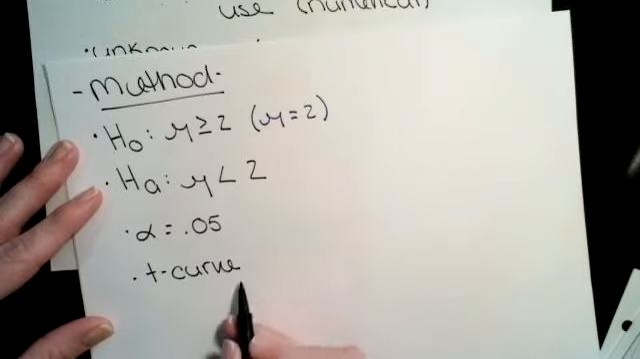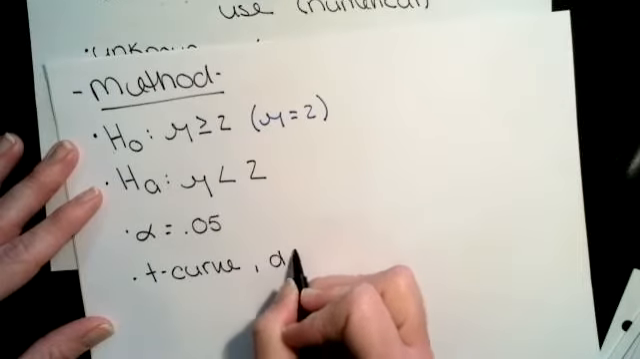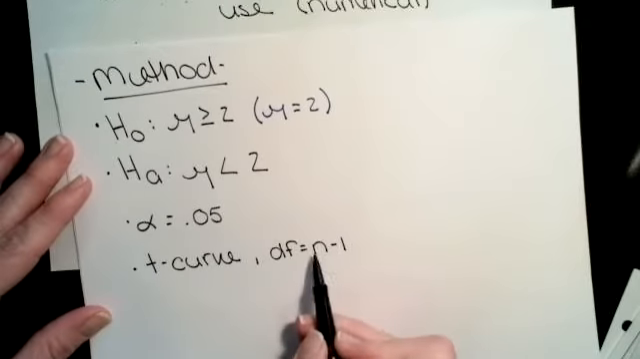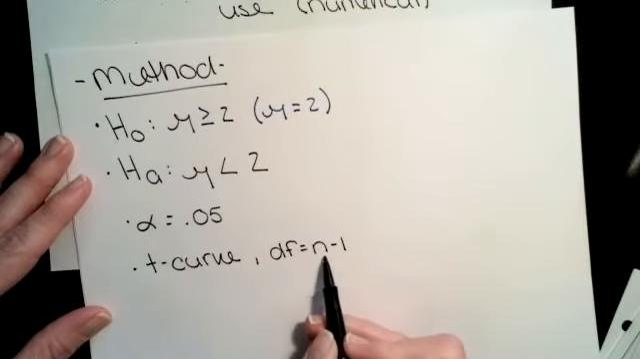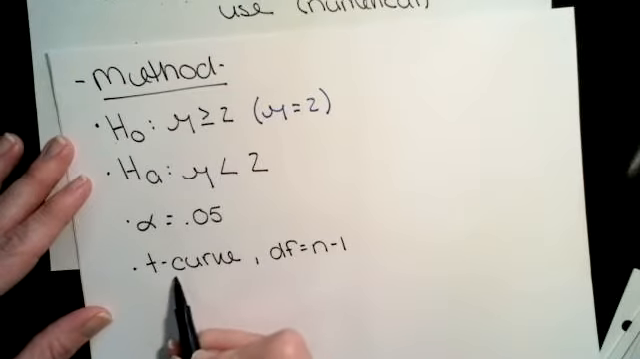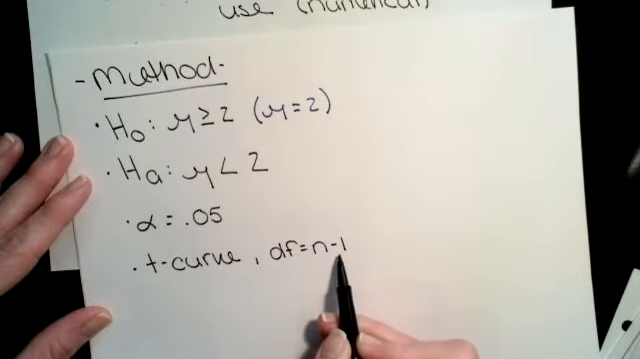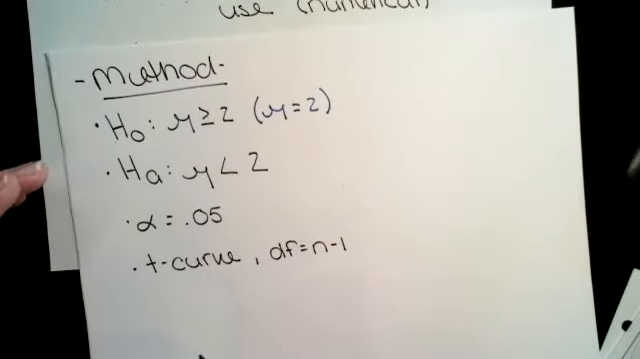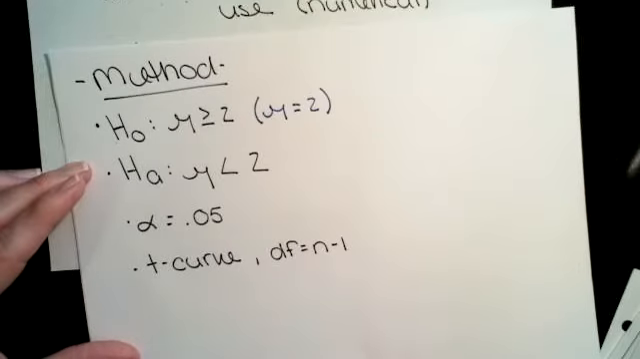And remember, the T curve changes shape based on degrees of freedom. So I like to mention degrees of freedom equal n minus 1, because this depends on this. So the shape of the curve depends on this. The shape is always normal, but what it looks like, right? How tall, how narrow, how much room's in the tail depends on n minus 1.